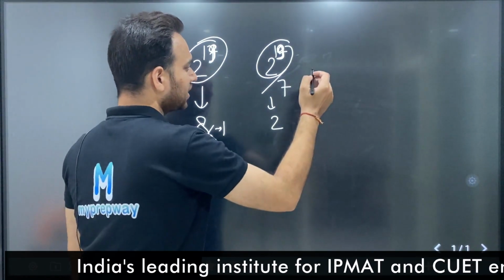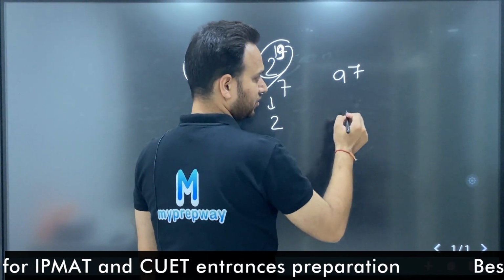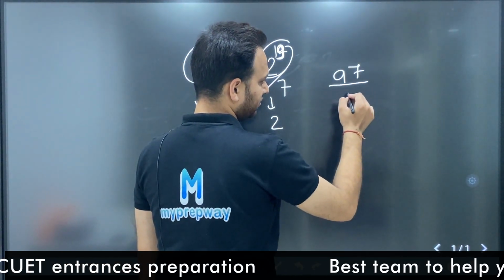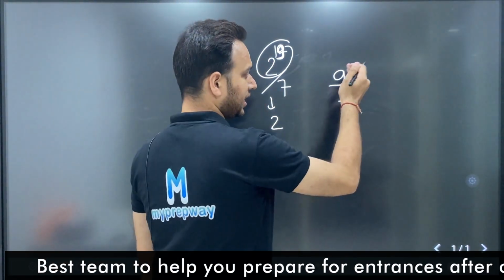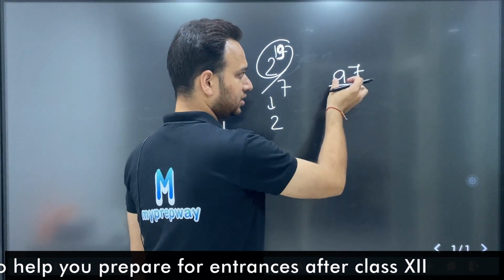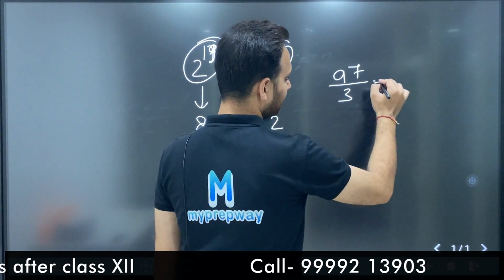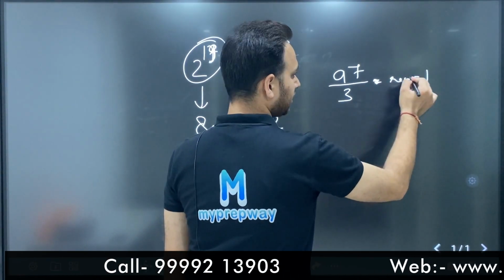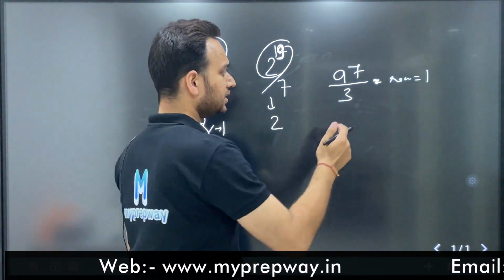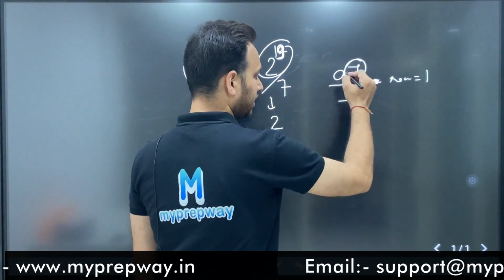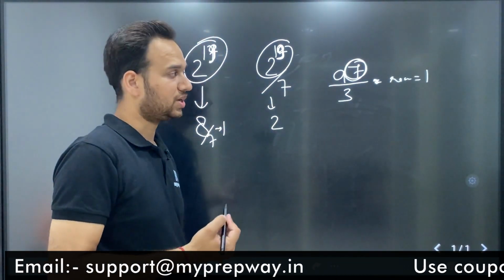Obviously, if there is a number A7, this is a 2-digit number, and I divide it by 3, can I be sure, can I definitely say that the remainder in this case is 1? No, we can't. So you cannot determine the remainder of any question just by using the unit digit of that number.